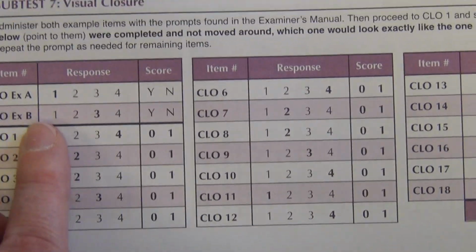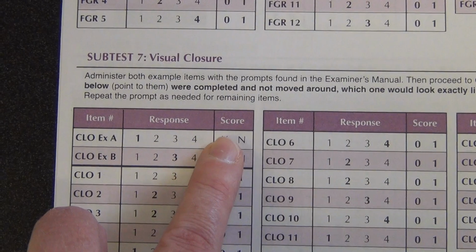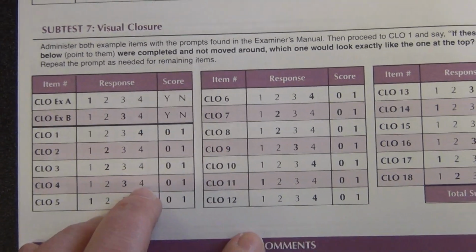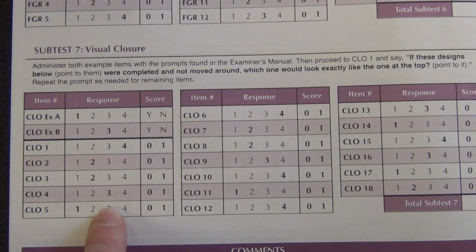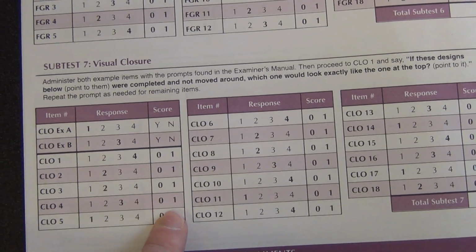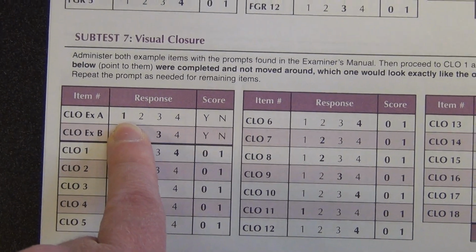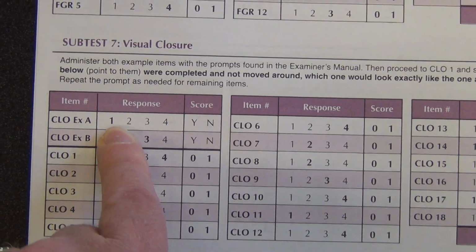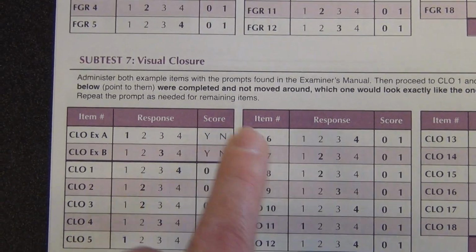So, for the examples, you will circle yes or no if they got it correct, and this assessment's great. The scoring sheet has the answers bolded, so you're not trying to figure out what their answer is while you're administering it. So for this one, if they said 1, then you would circle yes. If they said 2, 3, or 4 and got it wrong, you would circle no.